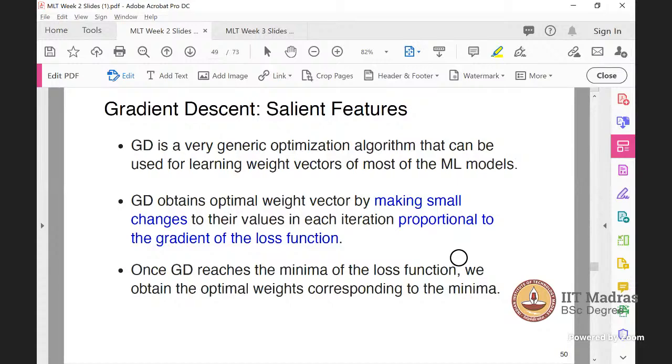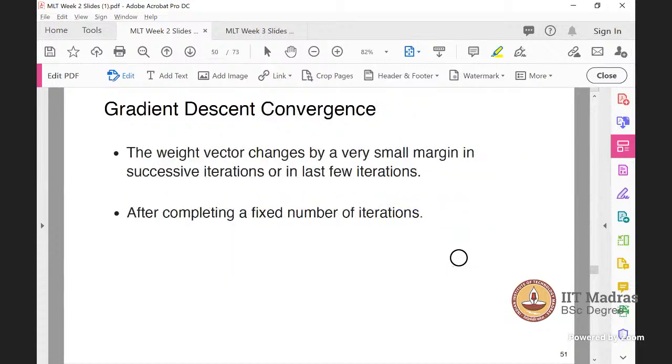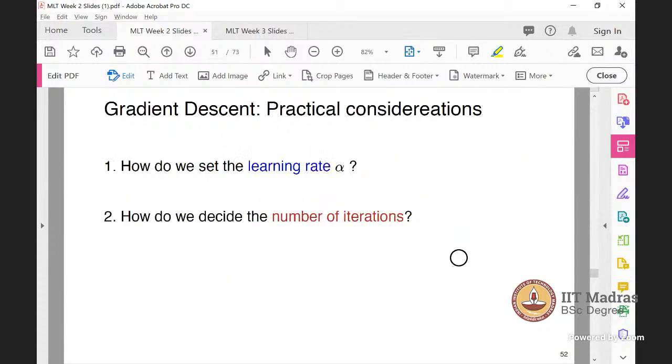These are some of the properties of gradient descent. I'm going to skip them. Before we move on, there is this very important part, which is alpha, the learning rate. And the second important thing that we need to decide when we are training our model is the number of iterations.